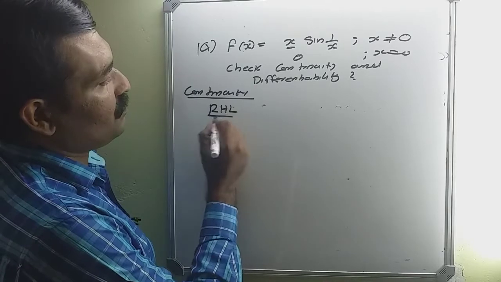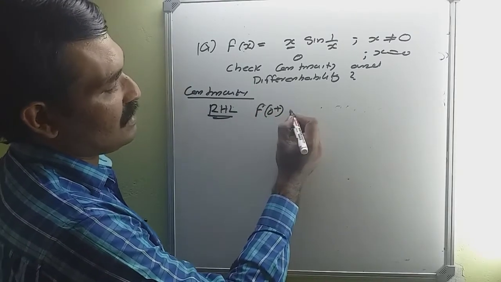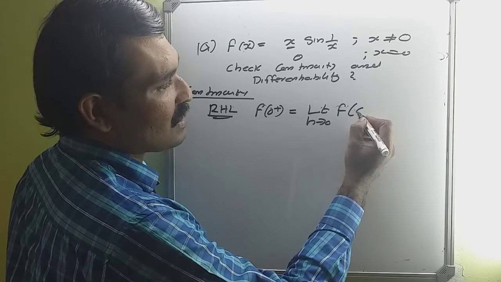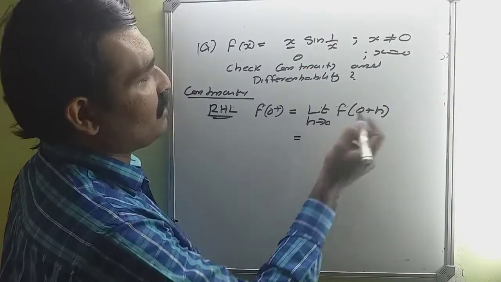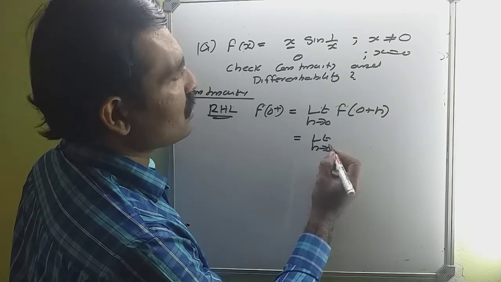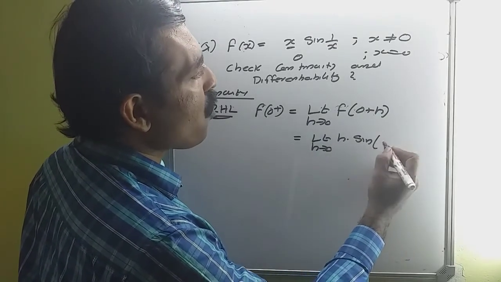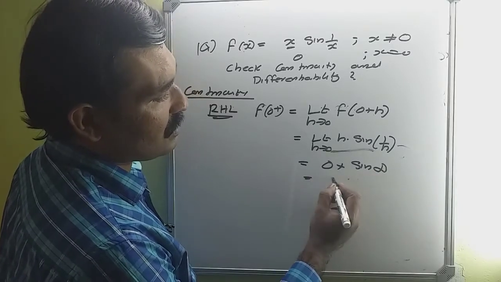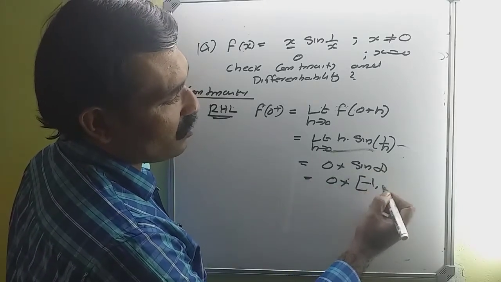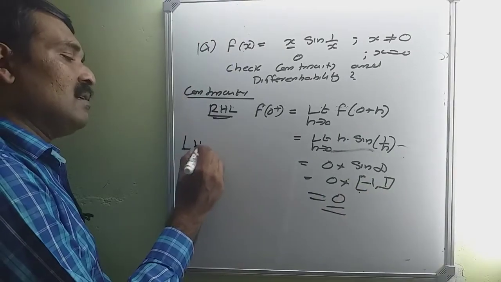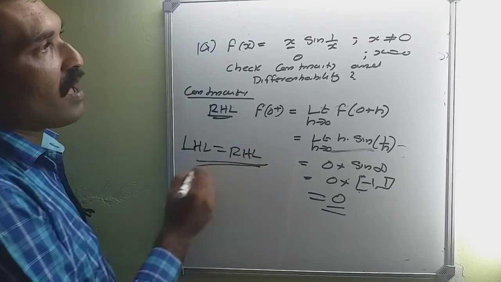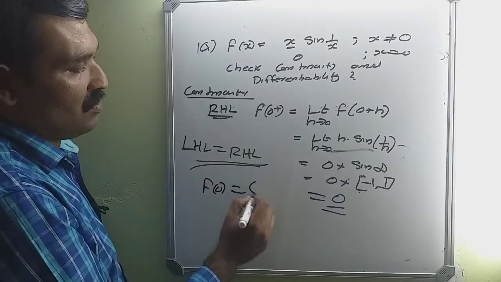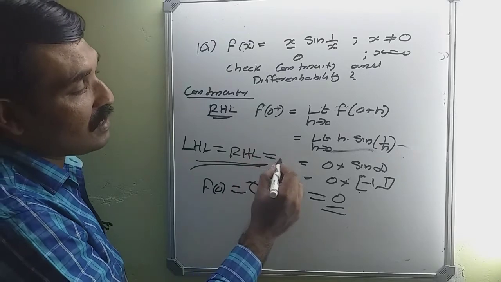Right hand limit, that is f of 0 plus is equal to limit h tends to 0, f of a plus h. That means a is equal to 0, 0 plus h. Replace x by h. Limit h tends to 0, h into sine of 1 by h. 0 into sine infinity, that is 0 into the interval minus 1 to 1. This is equal to 0. Means LHL is equal to RHL. What is the value of the function? Value of the function f of 0 is given as 0. That is LHL is equal to RHL is equal to f of 0.